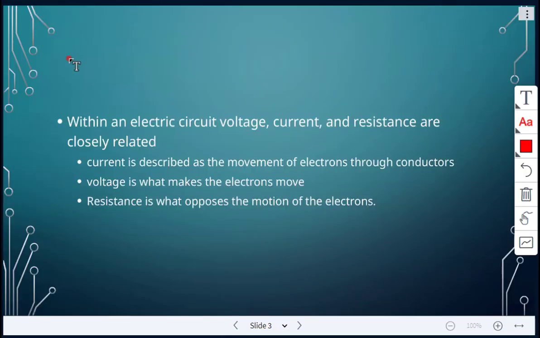So when we are examining electric circuits, we're going to see that voltage, current, and resistance are very closely related. Current is described as the movement of electrons through conductors. Voltage is what makes the electrons move, so that's where the energy is coming from. And then resistance is what is going to oppose the motion of the electrons.